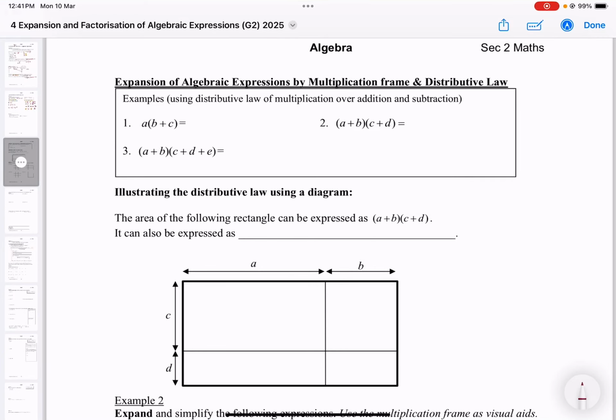Hi Sec 2s. In this video, we are going to learn how to expand algebraic expressions. So you should be on page 64 of your book.